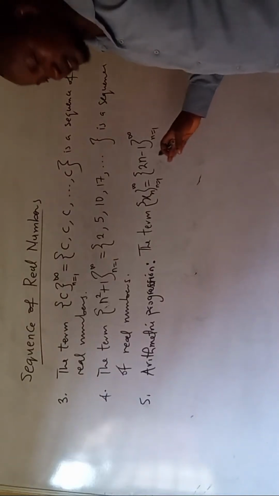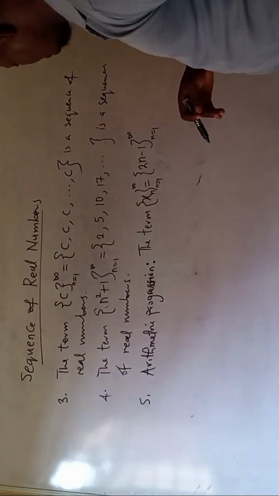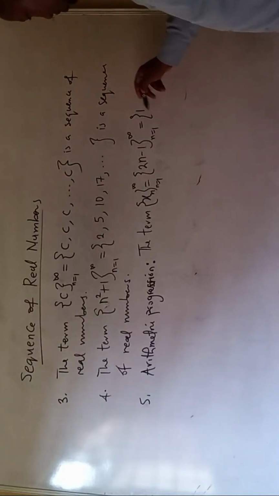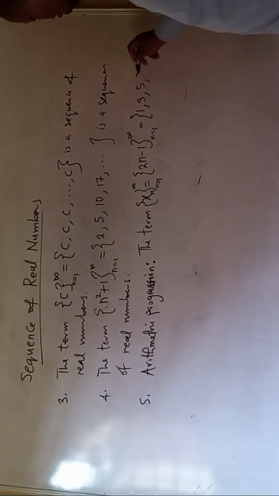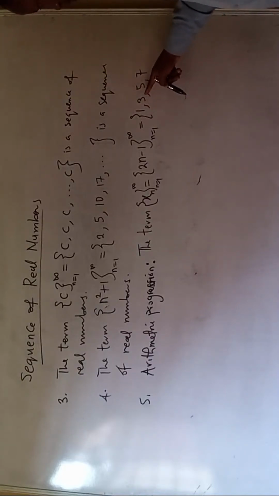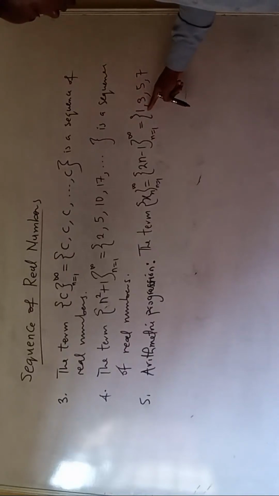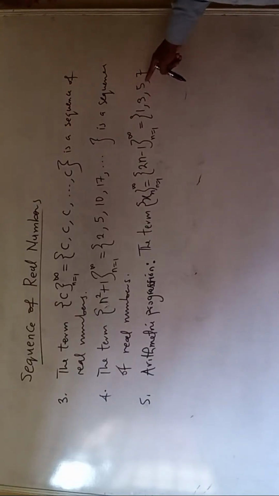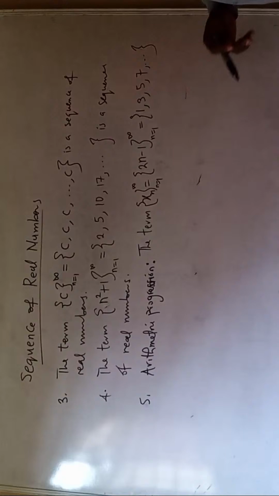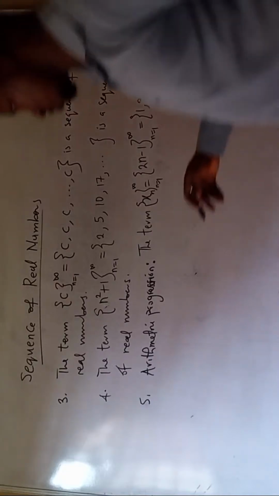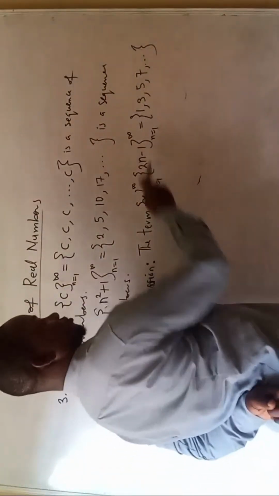Okay, this is a sequence of odd numbers, and we'll see later that when n is 1, this should be 1, when n is 2, this should be 3, this should be 5, this should be 7. You see that the difference here is 2. The first successive terms, the difference is 2. The next 2 successive terms, the difference is 2. Okay, and this goes up to infinity. So it's also a sequence of real numbers. And this is the general term.